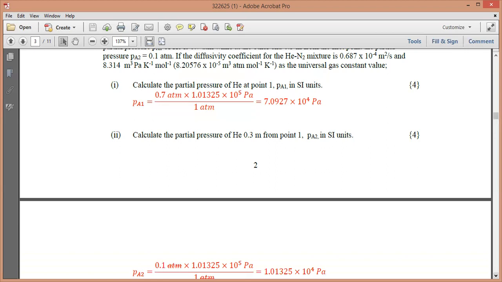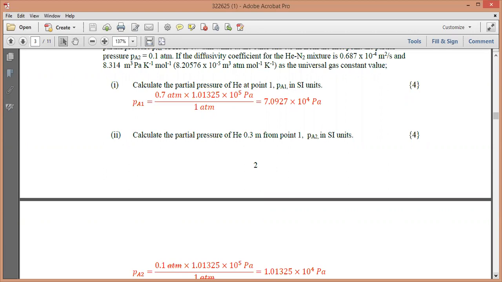Okay, so calculate the partial pressure of helium 0.3 meters from point 1. So that is basically 0.3 meters from point 1, that is point 2. So you see how the examiner sometimes wants to confuse you. He will not just say you calculate the partial pressure for point 2. So he's saying 0.3 meters from point 1, which is Pa2 in SI units.